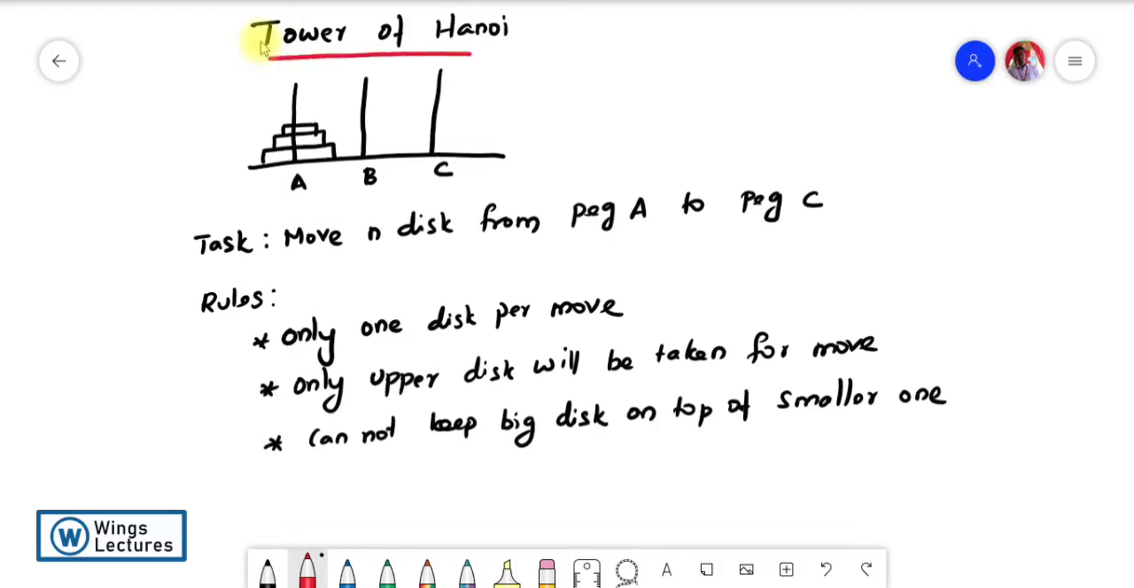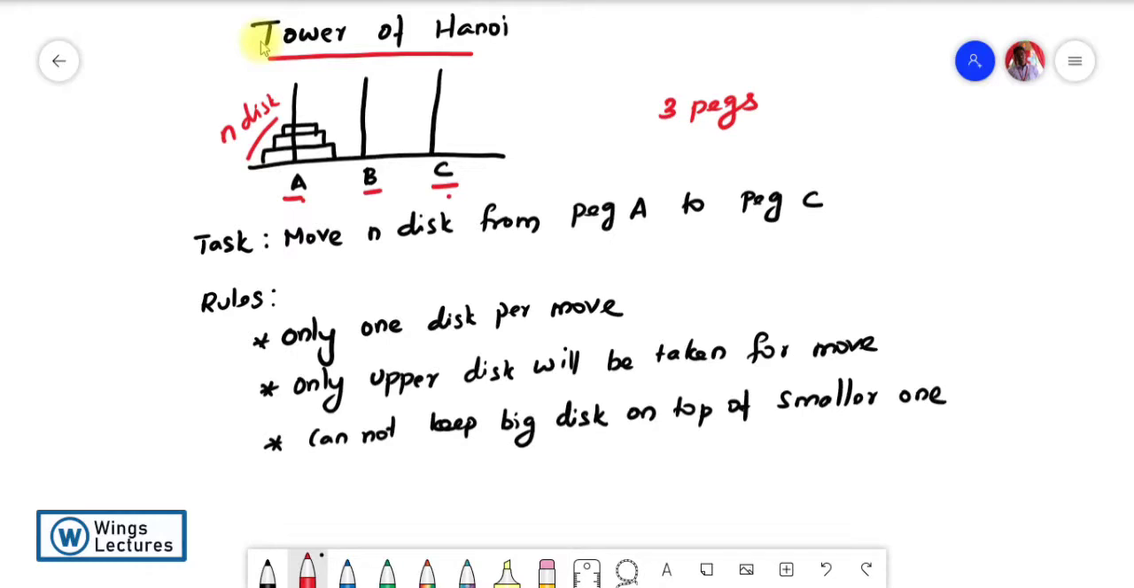So, what is the problem about? The Tower of Hanoi is a mathematical puzzle problem. The task is to move n disks from peg A to peg C. Here, the pegs are nothing but the towers we have: A, B, C. So these are the three rods or three pegs. The task is we have to move all these n disks from A to C.